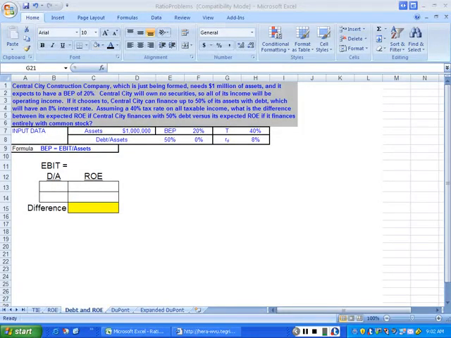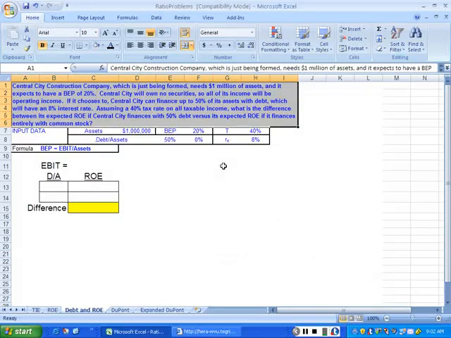This ratio problem is giving you a feel for what's involved in the return on equity. How much of it is because you're representing your stockholders well and providing higher returns, and how much of it is because of risk. So here what we have is the following: Central City Construction Company, which is just being formed, needs $1 million of assets.